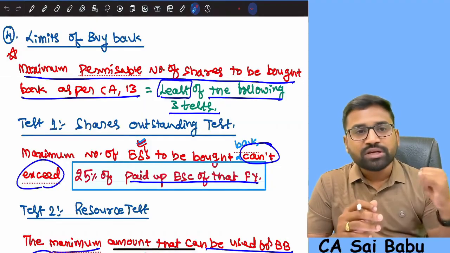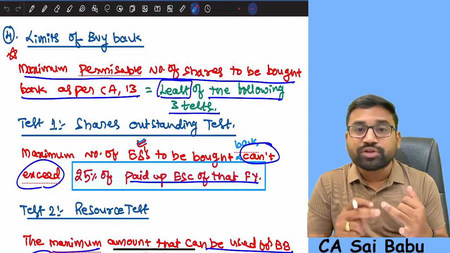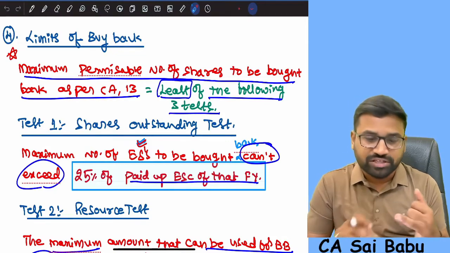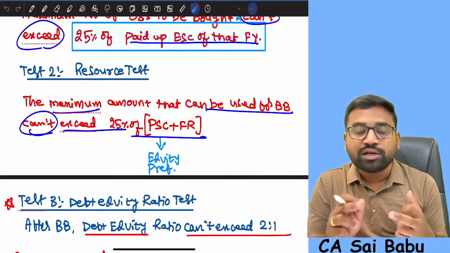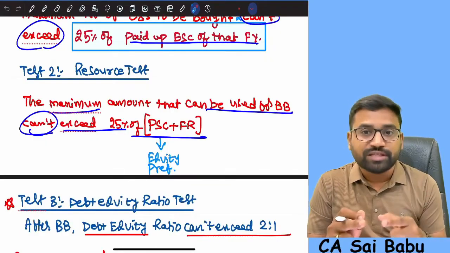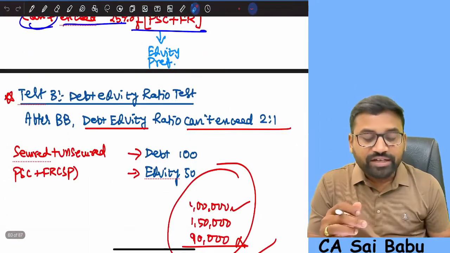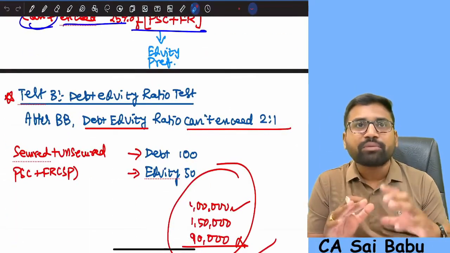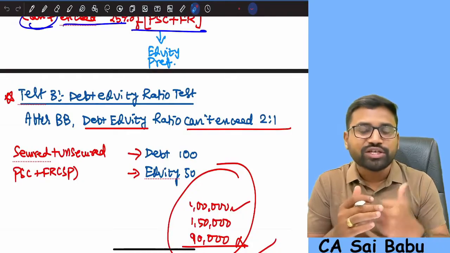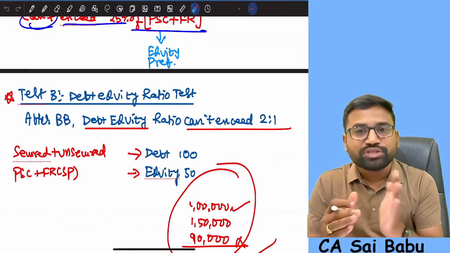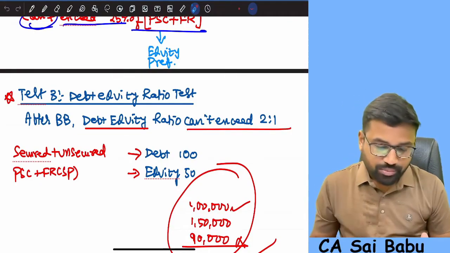First one is shares outstanding test. The maximum number of equity shares bought back cannot exceed 25% of the total paid up equity share capital of that financial year. Resource test. The maximum amount that can be used for buyback cannot exceed 25% of the paid up capital plus free resource. Here, free resource including securities premium we need to consider. And debt equity ratio test, sir. After buyback, make sure that the debt equity ratio should be maintained in 2:1 ratio. It cannot exceed 2:1. Here, debt means both secured plus unsecured. Equity means paid up share capital plus free resource, including securities premium.